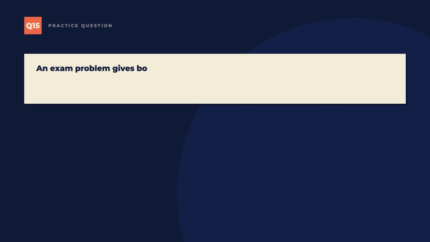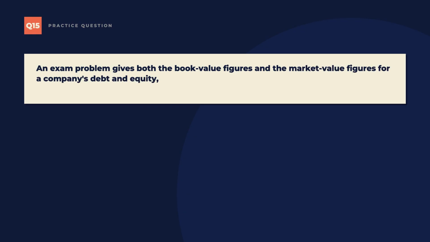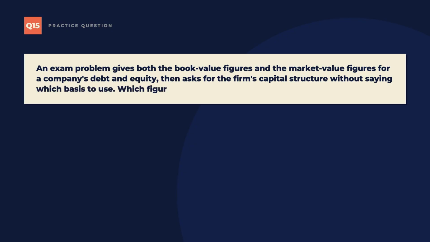Question 15. An exam problem gives both the book value figures and the market value figures for a company's debt and equity, then asks for the firm's capital structure without saying which basis to use. Which figures should be used and why?